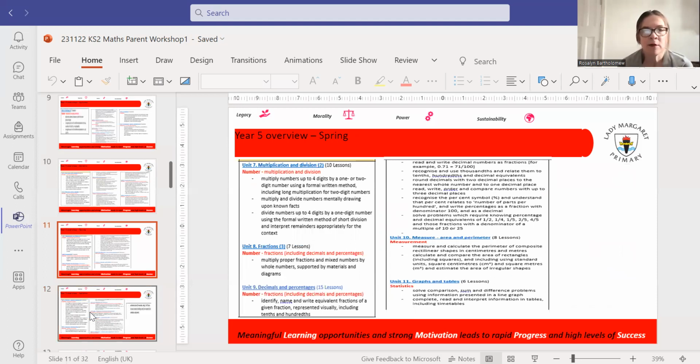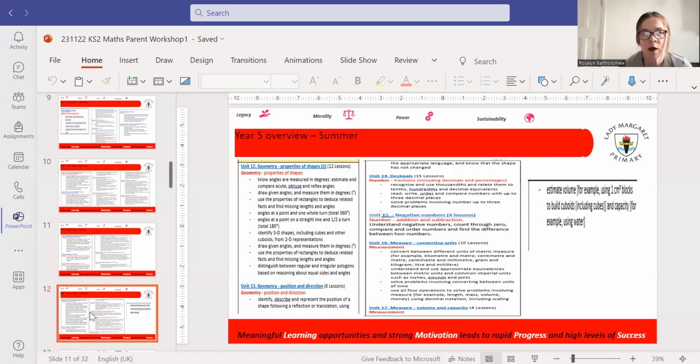In spring, we're looking at multiplication and division and fractions again, and moving on to decimals and percentages. So having got a strong grounding in decimals in the previous term, they're looking at percentages. Then we're looking at measure and graphs and tables. So you can see again, the topics are being revisited so the children have plenty of time for overlearning and repetition. In the summer term, they're looking at geometry, properties of shapes, and position and direction.